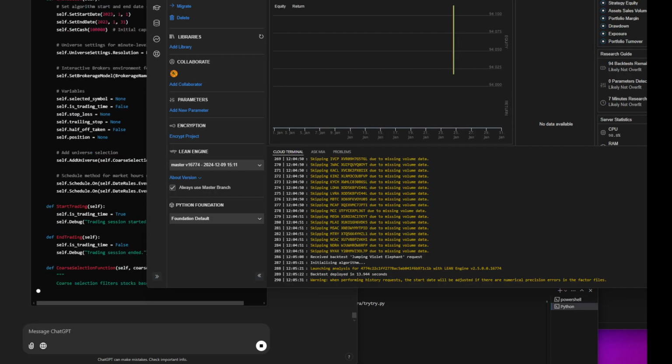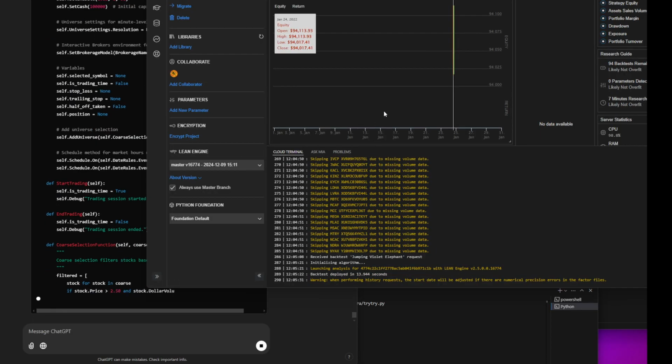Okay, we got a small result on this one. I only did a month here, and it looks like it got stopped out on one of them. So I waited a whole month to take a trade there.